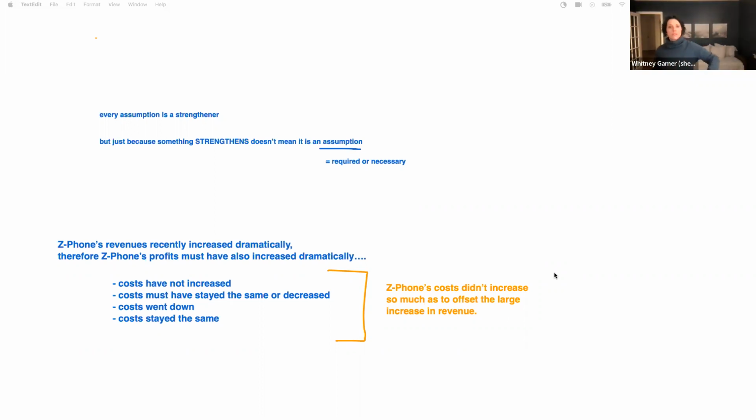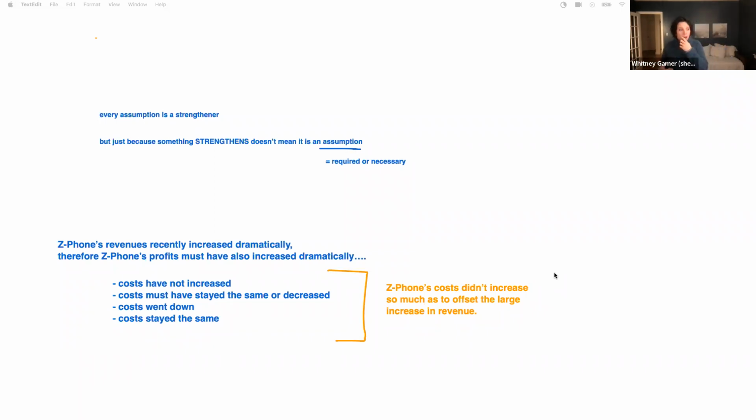So notice that all of the things that are on the board would strengthen, like costs not increasing. If I knew that costs hadn't increased, that would certainly strengthen my argument. But it's not a requirement. Costs are allowed to go up. Just not a ton, but they are allowed to go up. And costs didn't have to stay the same or go down. They could have, again, gone up by a little bit, right?